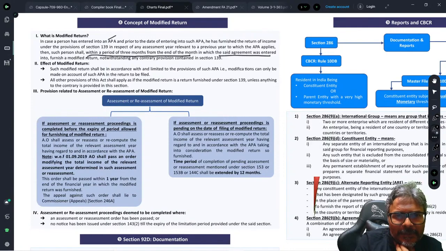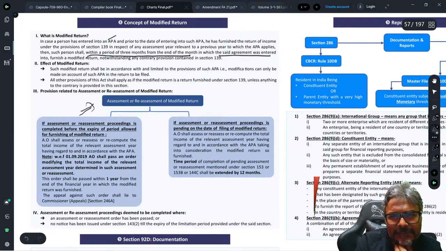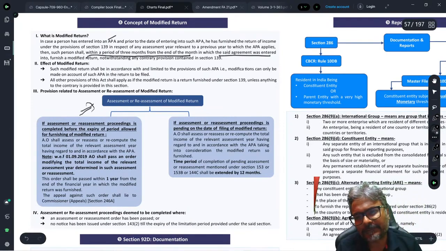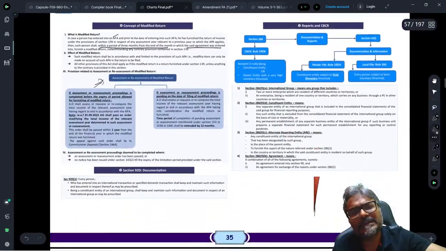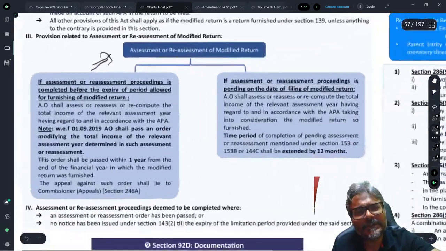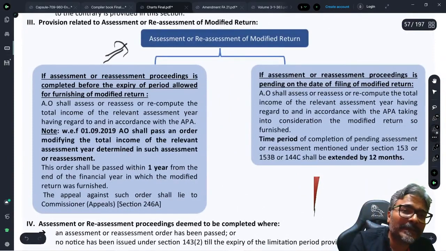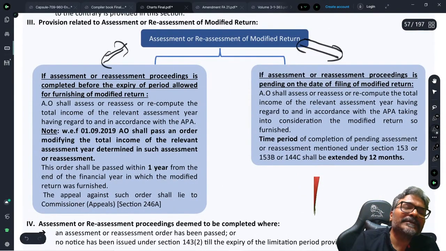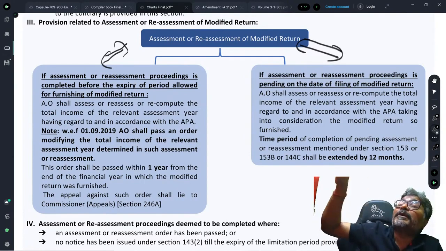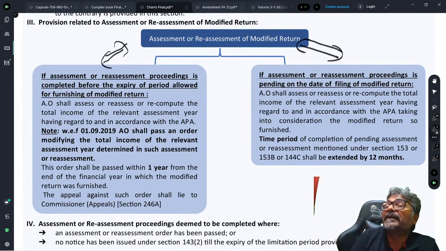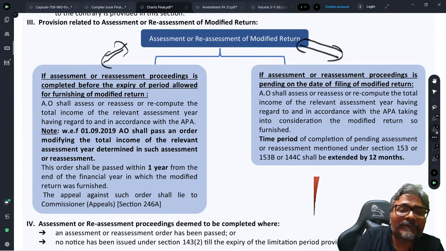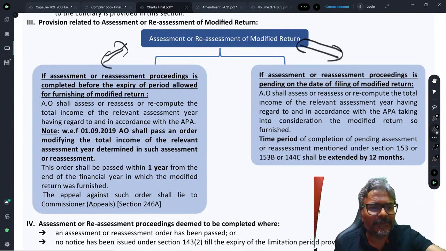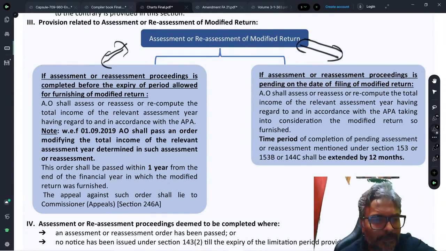Now, Shruti, in this particular context, this is what it is. Be careful. What would be the consequence on the assessment based on the modified return that you have filed? Students, please pay attention. This is very important. So what is the consequence, students? We will discuss that particular position.